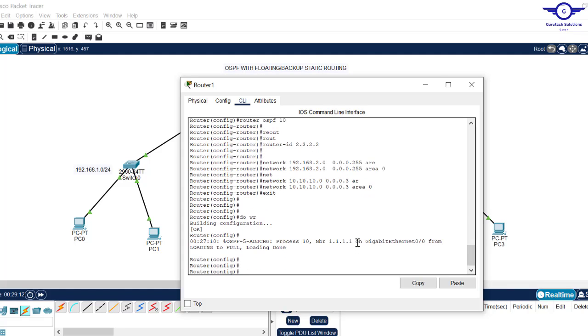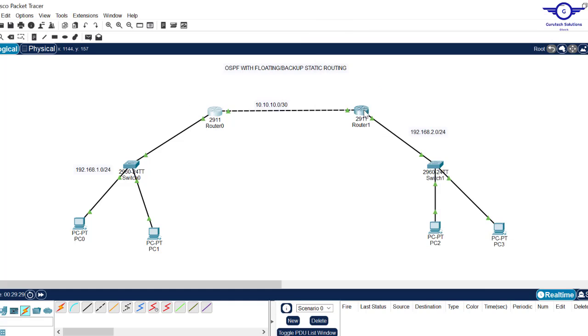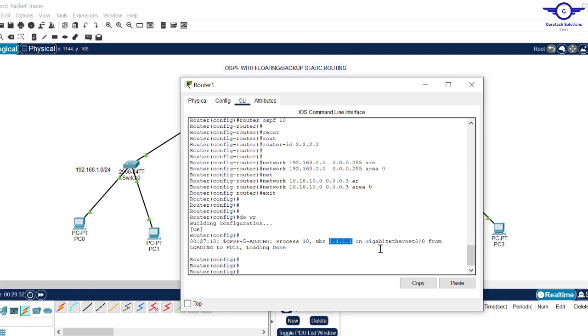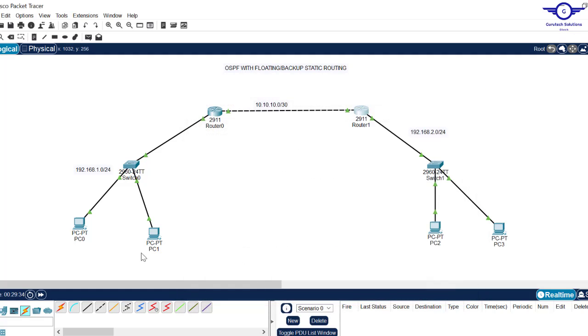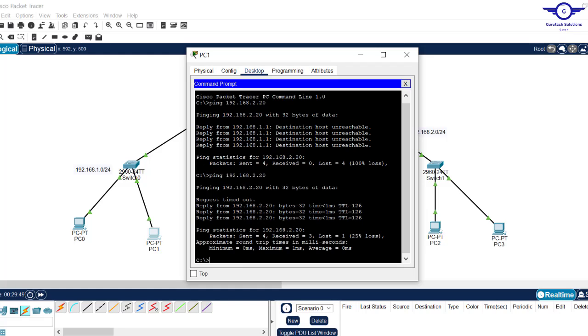After doing that, you can see we've received a message here, OSPF adjacency, with the process ID of this one. The neighbor is 1.1.1.1, which was this router. So they have become friends, and communication can now be possible between these two networks. If I try to ping again, just give it some time. It will ping, because we've let each and every one of these routers know the status of each other. You can see it's now pinging.